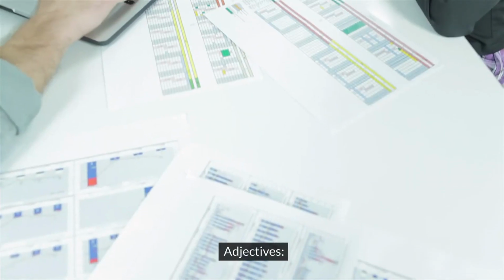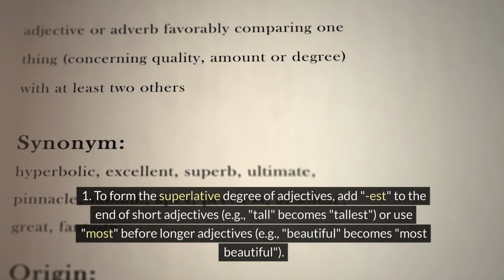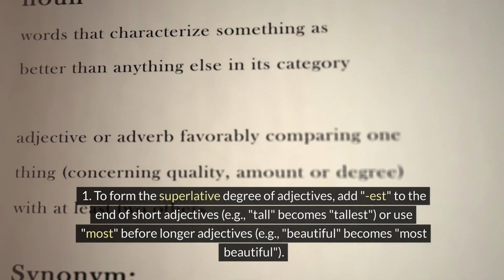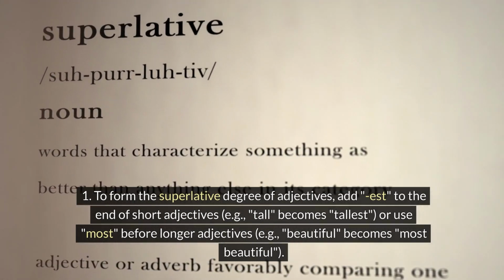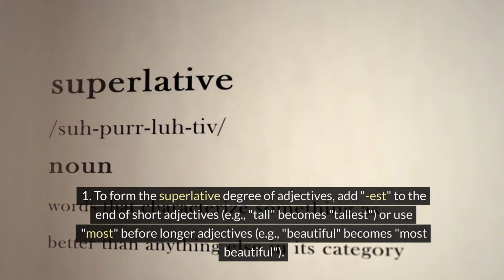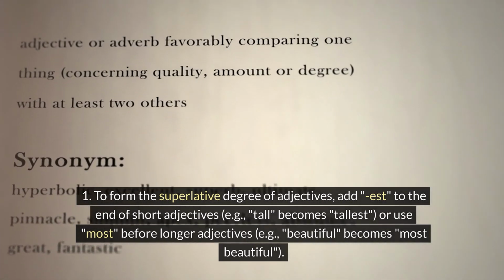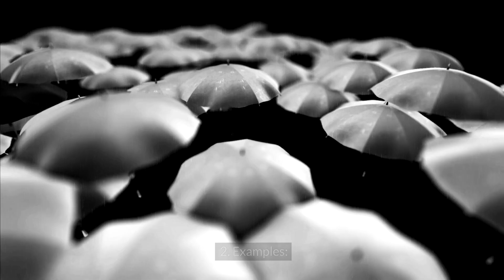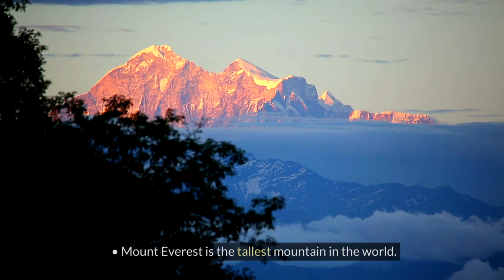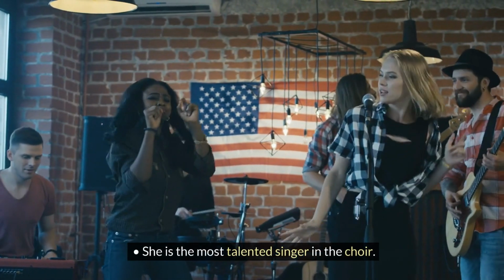Superlative forms. Adjectives. 1. To form the superlative degree of adjectives, add "est" to the end of short adjectives, e.g., tall becomes tallest, or use "most" before longer adjectives, e.g., beautiful becomes most beautiful. Examples. Mount Everest is the tallest mountain in the world. She is the most talented singer in the choir.